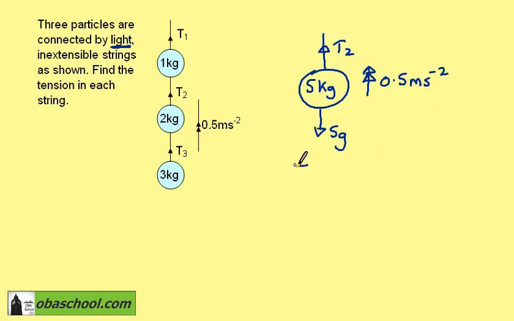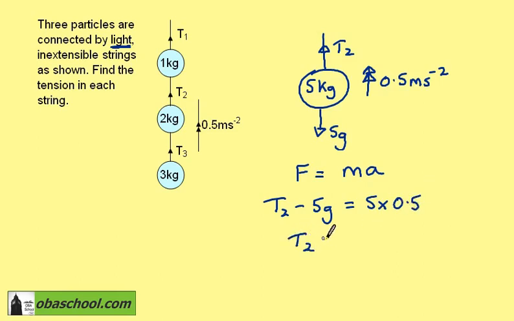We can now use F equals ma. The resultant force here is T2 take away 5G, and this equals the mass times the acceleration. So T2 is going to be equal to 5 times the 0.5, add 5G, and with G equal to 9.8, this calculates to 51.5 newtons.